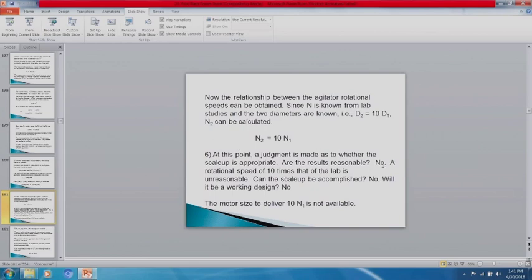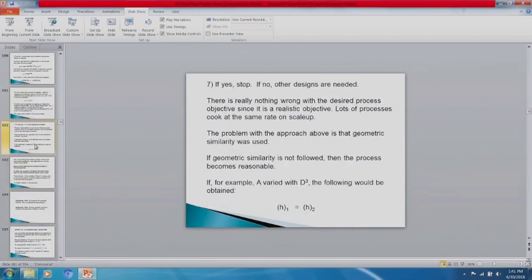Are the results reasonable? No, they're not reasonable. 10 times the speed in the lab. It's unreasonable. Can the process be accomplished? No. Will it be a working design? No. 10 times the rotational speed is not available. See, scale up has to be practical. So we stop.